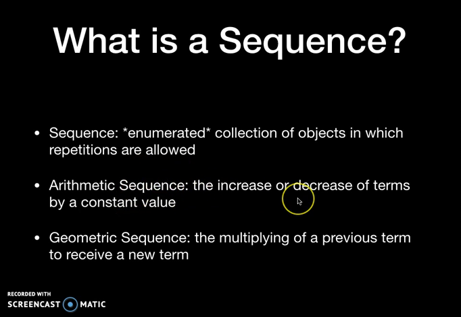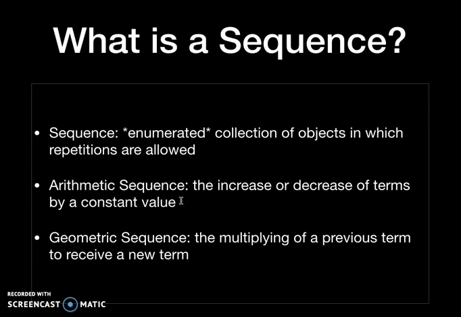So an arithmetic sequence is the increase or decrease of terms by a constant value. The constant value, I can already give you this term, is going to be the difference. And a geometric sequence is the multiplying of a previous term to receive a new term. That's basically just another way to say that there's always going to be a certain value in between the numbers of the pattern. In the geometric sequence, that value is called the ratio. Put that in blue. Okay, so we can move on.